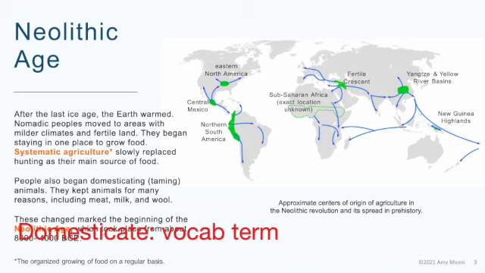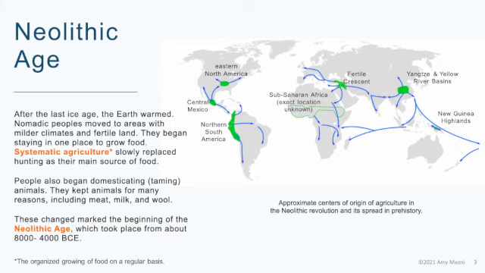People also began domesticating, or we could say taming, animals. They kept animals for many reasons: meat, milk, wool, similar to what we do today. These changes marked the beginning of the Neolithic Age, which took place from about 8,000 to 4,000 BCE, which means before Common Era.